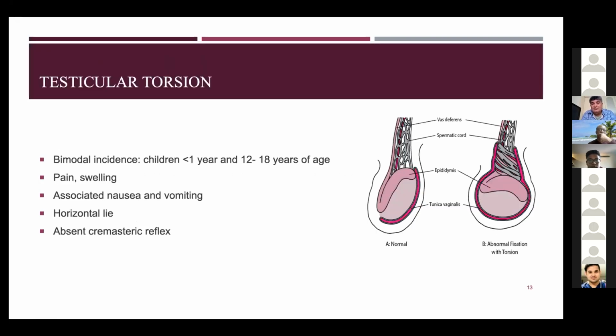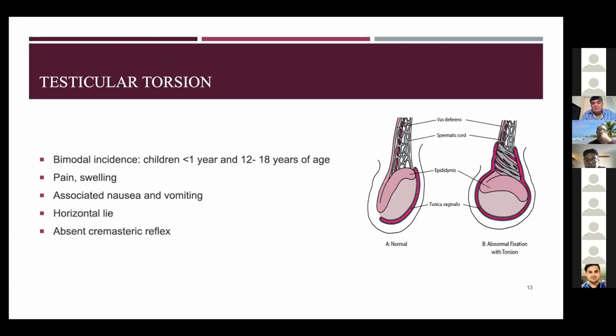So moving on to one of the DDs, we've got testicular torsion. The incidence is usually bimodal, that is in infants below 1 year of age, and in children of 12 to 18 years of age. Patients typically present with pain around the affected testicle or lower part of the abdomen or inguinal region.